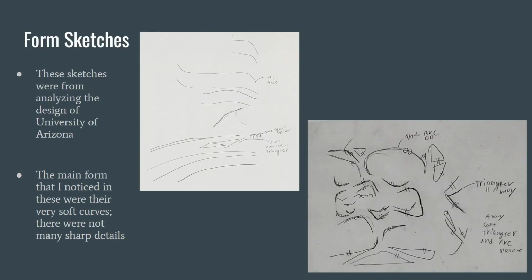So these 2 sketches are from me analyzing the design of University of Arizona. When I looked at these 2 pictures, the first thing I wanted to do was break it down from the forms. I didn't look at the details and I didn't look at anything else. And when I did that, I noticed how the form in these were very soft curves. There is not a lot of sharp detail.